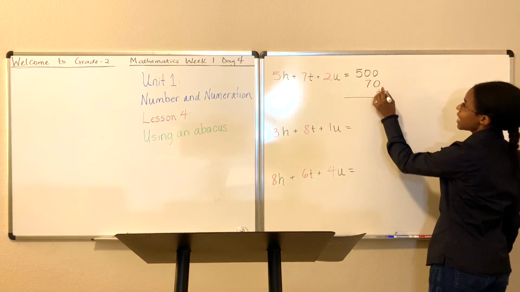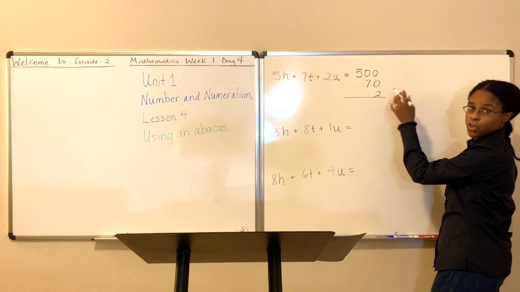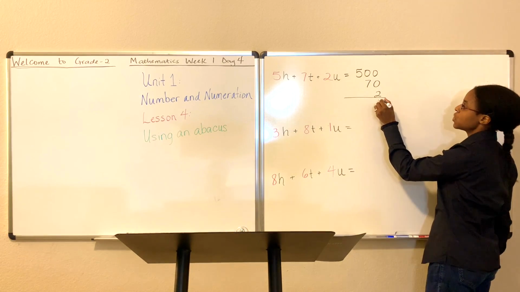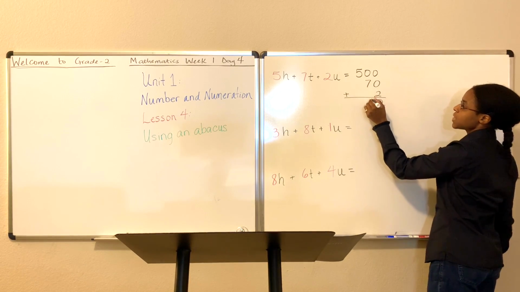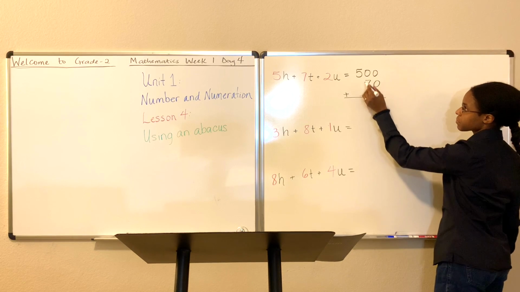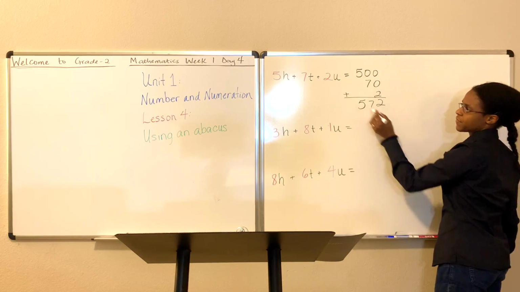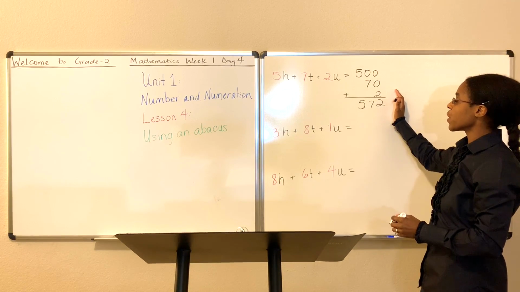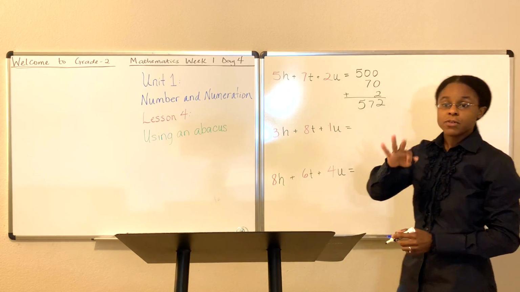Okay, so if we were to add this together, we have vertical addition: 0 plus 0 plus 2, which is 2. 0 plus 7, which is just 7. And 5 plus nothing is 5. So that's 572. That's how that would work. That's the number you saw on the abacus.